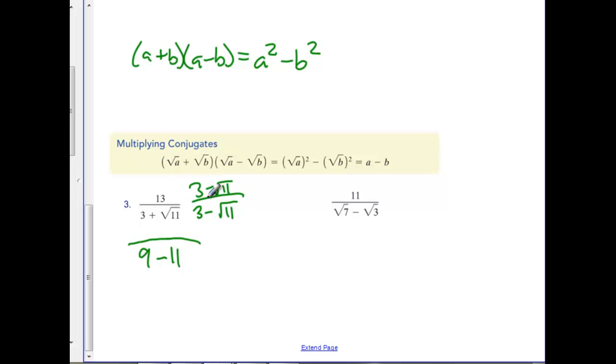On the top, we're going to distribute. So 13 times 3 is going to give us 39. And then 13 times negative square root of 11 is going to be minus 13 square root of 11. So all that's just going to be 39 minus 13 square root of 11 all over 2.